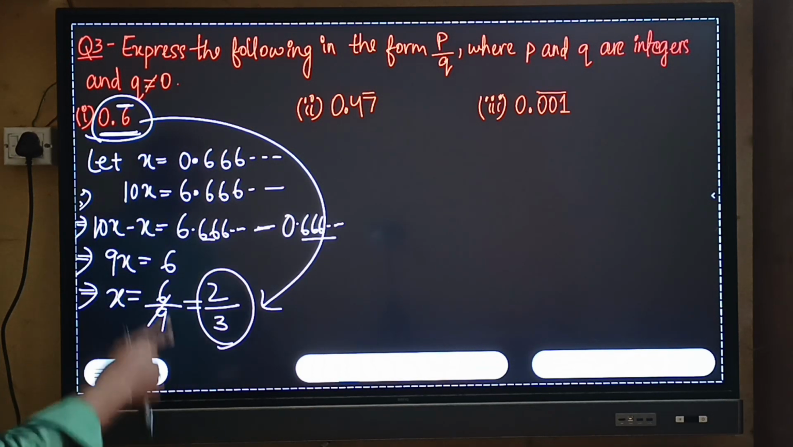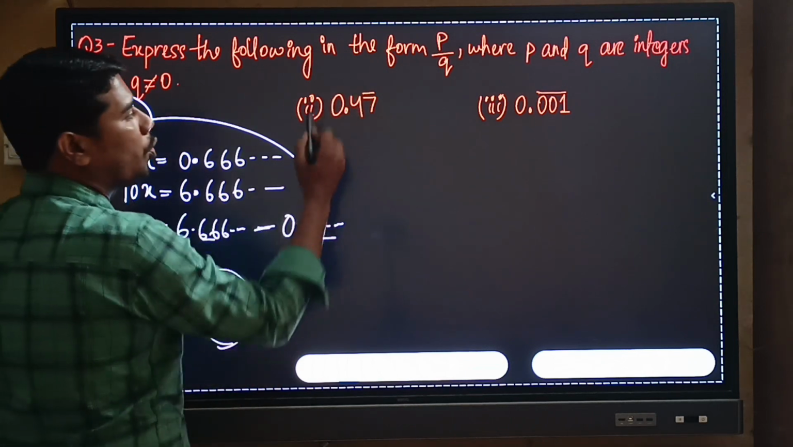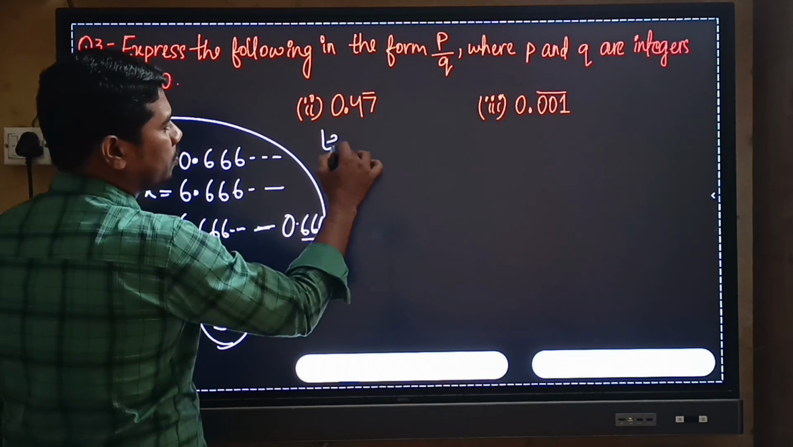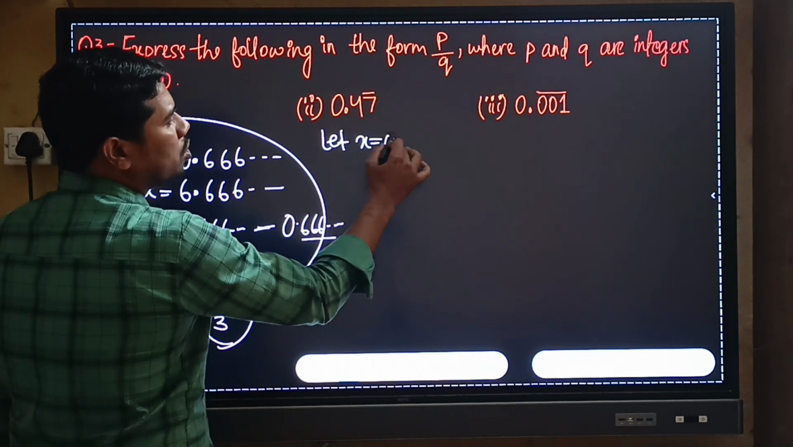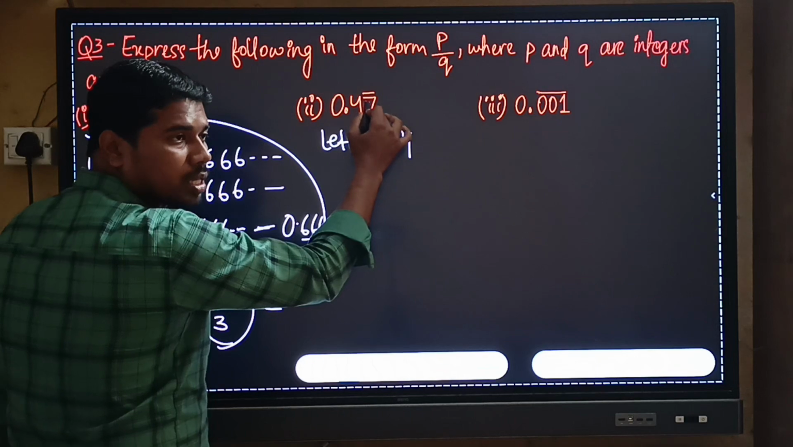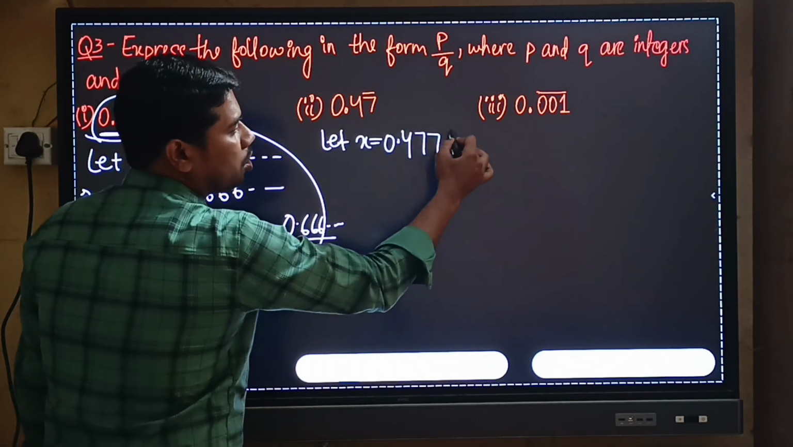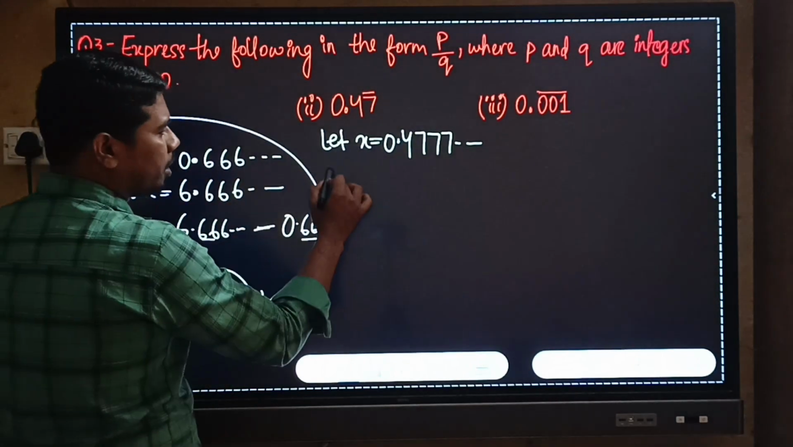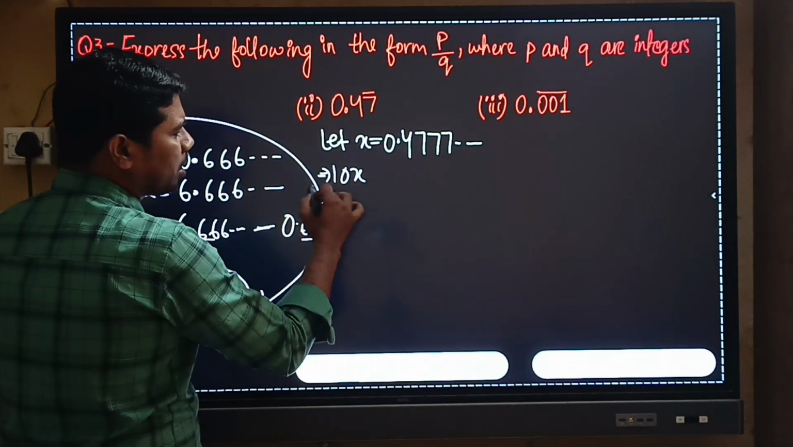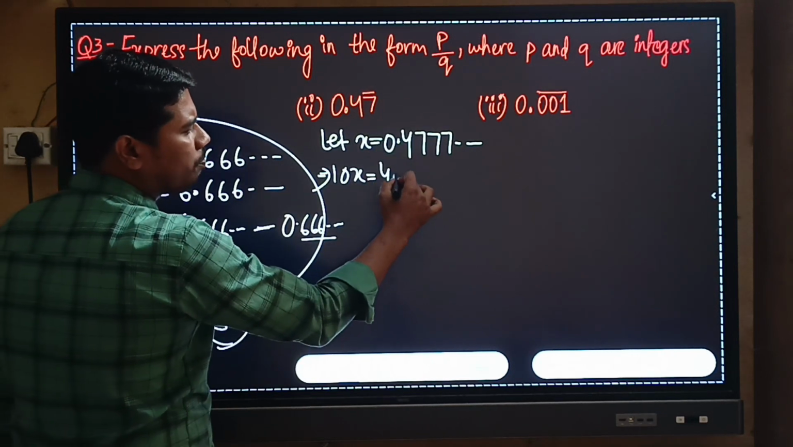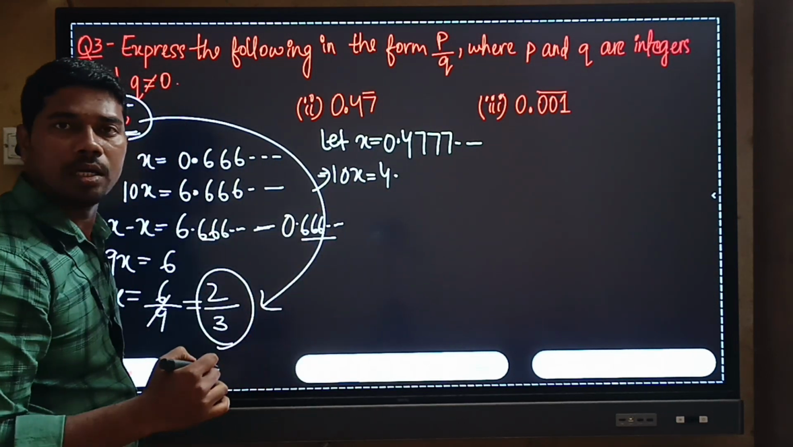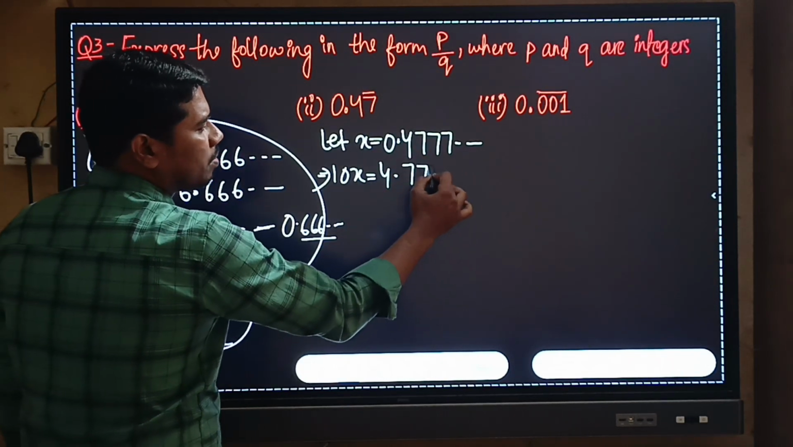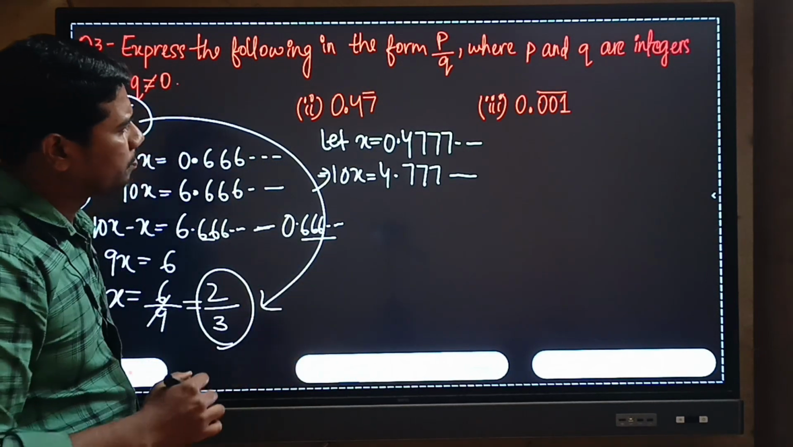Second one is what? 0.47 with the bar on where? On 7 only. So the same thing you have to write. Let x equal to 0.47 with the bar on 7. Then after x, 10x you have to take. 10x will be what? 4 point, because the point changes 1 digit to the right side. So 4.777. Now you have to observe.